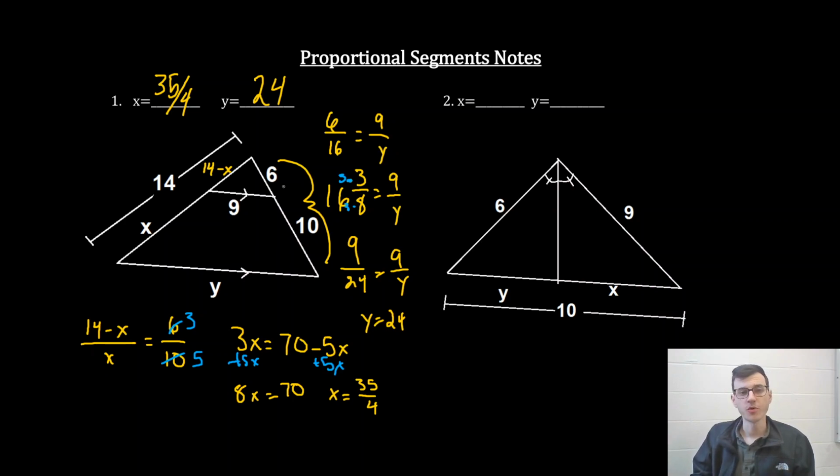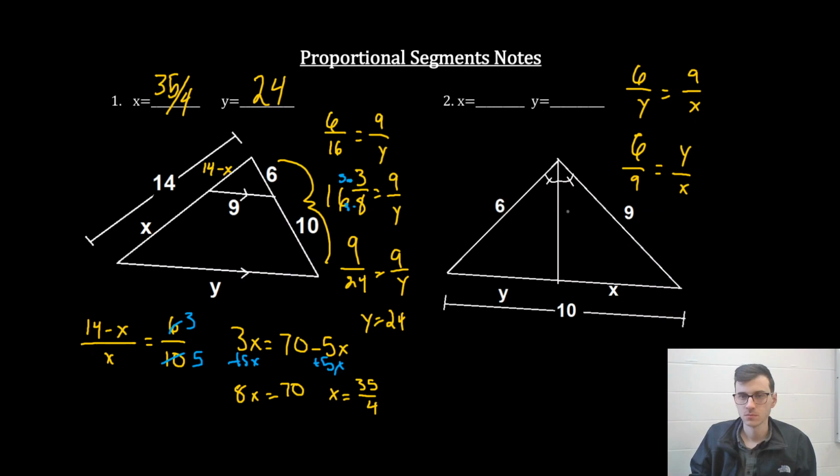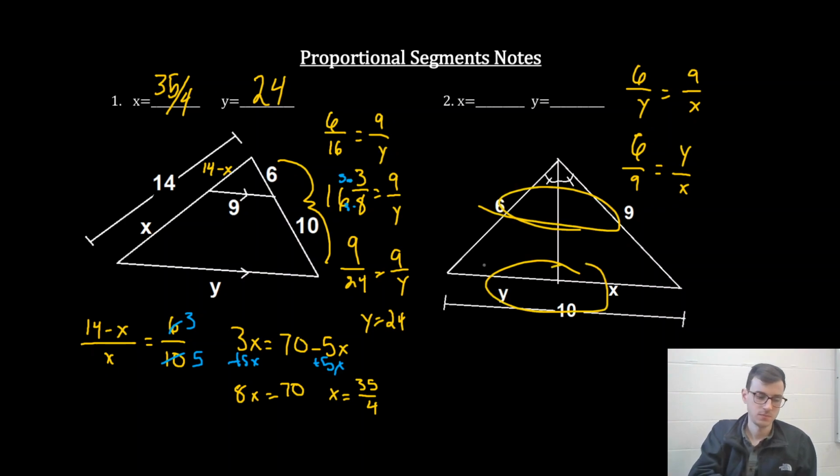Okay, let's look at number 2. So that was the triangle proportionality theorem. Now let's look at the triangle angle bisector theorem. The triangle angle bisector theorem states a few things. I know that 6 over y is equal to 9 over x, right? These kind of same sides. Or I could say 6 over 9 is equal to y over x. Kind of these the same as well. And always check your cross product. 6 times x, y times 9. 6 times x, y times 9. We're good to go.